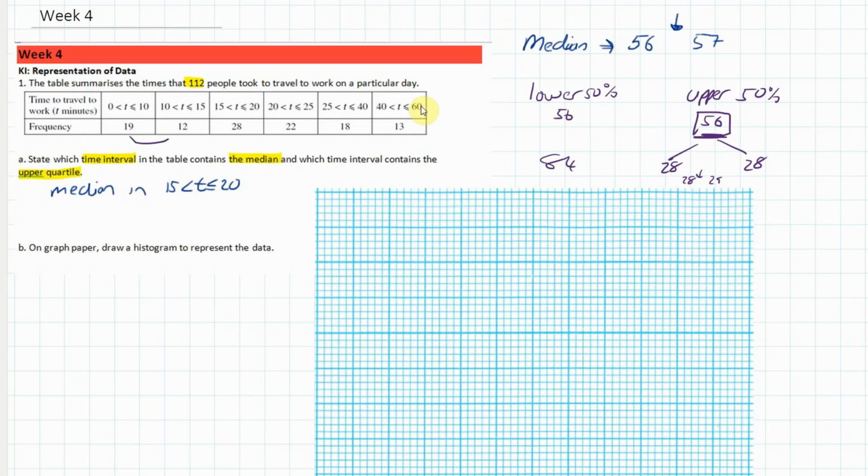So if we count along here, we've got 19 plus 12 plus 28. That takes us to 59. Plus 22 takes us to 81. So by the end of this, we're at 81. You can quite clearly see that the 84th and 85th values are going to be in this one here. So the upper quartile will be in the range 25 is less than t, is less than or equal to 40. Okay, so that's essentially how that one works.